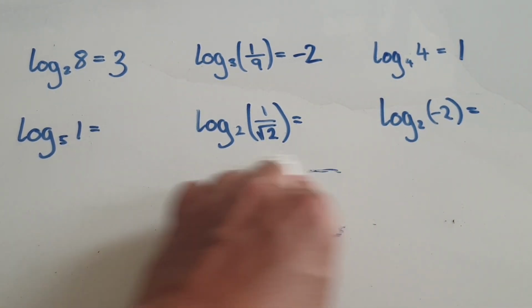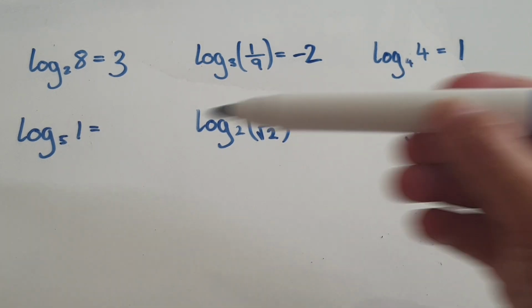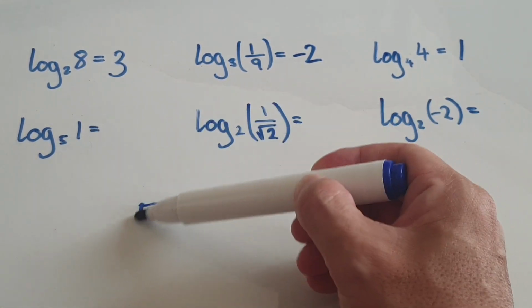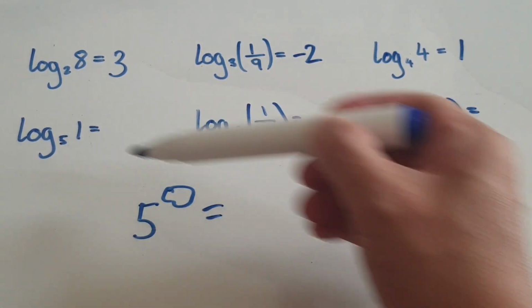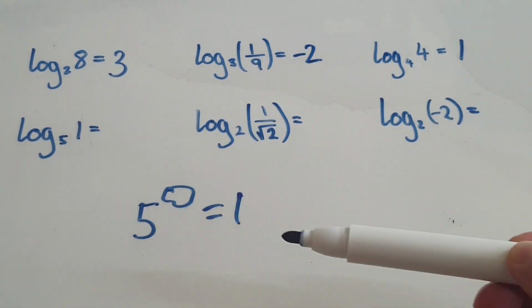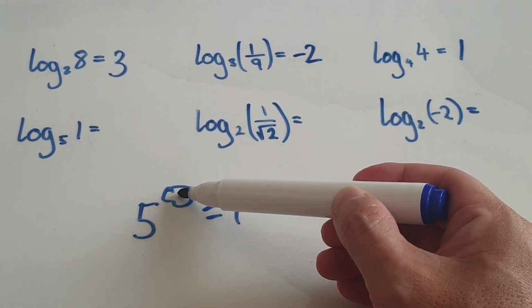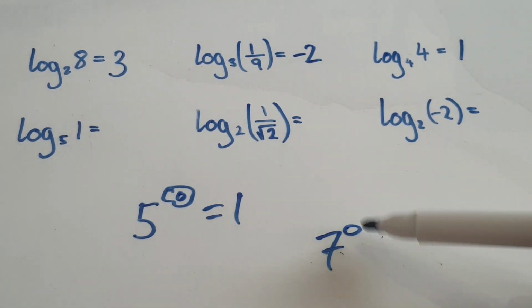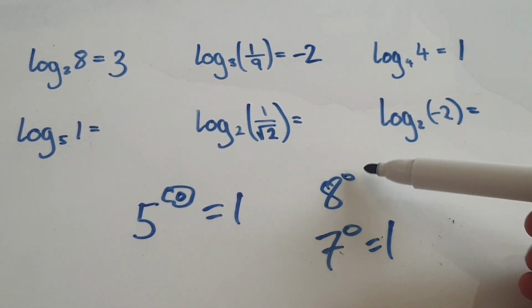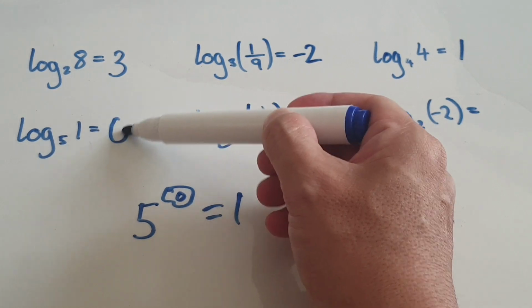Okay. Well, next one here. Your eyes are zooming to the base. 5 to the power of what will give me this thing here. And anything to the power of 0 is 1. 7 to the power of 0 is 1. 8 to the power of 0 is 1. Well, the answer here is 0.